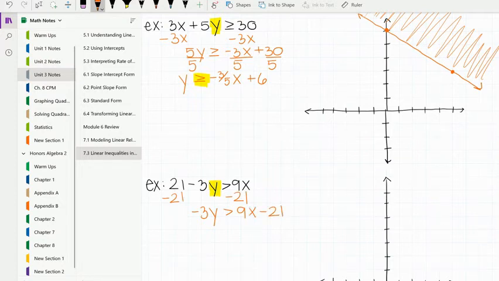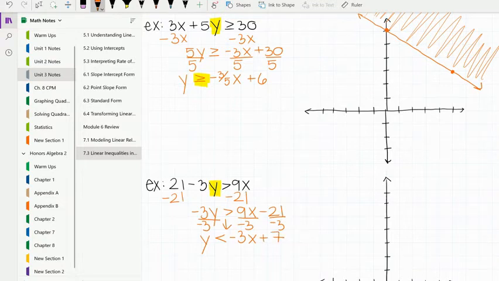So the next step is to divide every part by -3. So when we do that on the left side of the inequality, we just get y. Now keep in mind, when we divide by a negative with an inequality, we have to flip the sign. So we have to make sure to remember that. And then 9 divided by -3 is -3x. And -21 divided by -3 is +7.